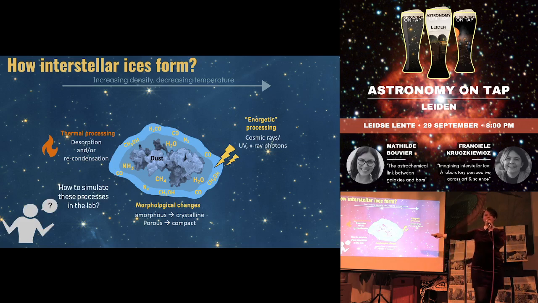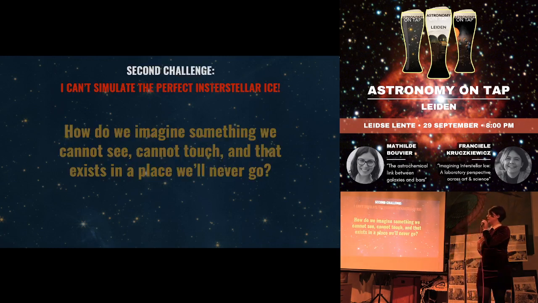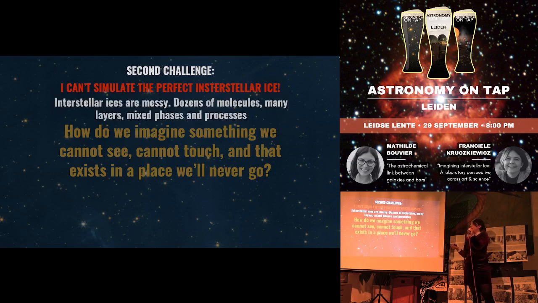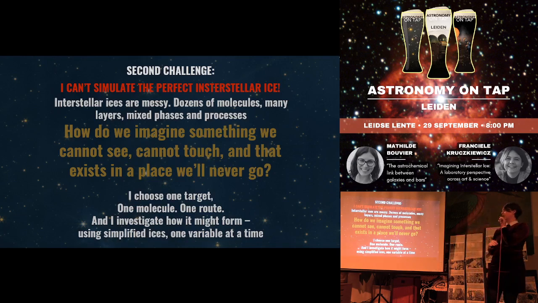So we are going to go to the things I do in the lab, and I also come back to the second challenge that I have, which is I cannot simulate the perfect interstellar ice because interstellar ices are messy. They have different layers. They can have mixed phases and processes happening with them. So I choose one target, one molecule, and I investigate how this molecule might form using simplified ices, one variable at a time.